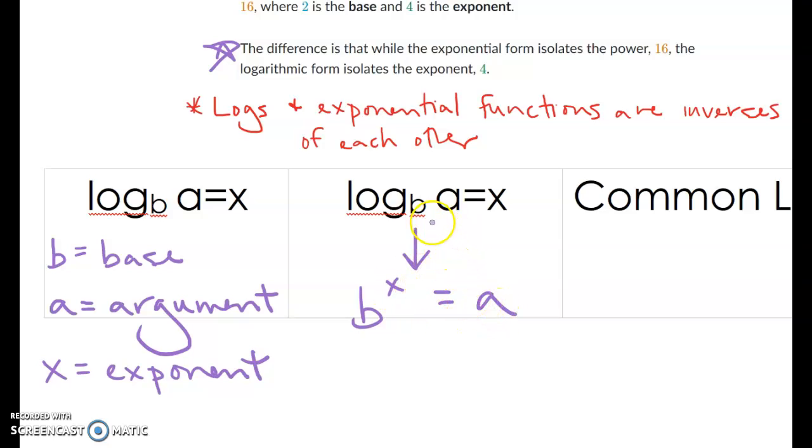One way to remember that, if you are starting with logarithmic form and you're trying to convert to exponential form, is to use something that I like to call the chubby hand. And so we have b to the x is equal to a.